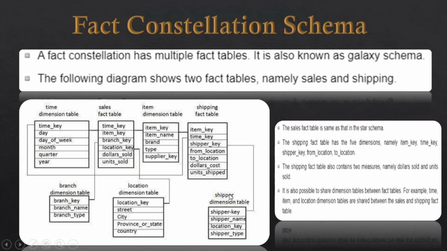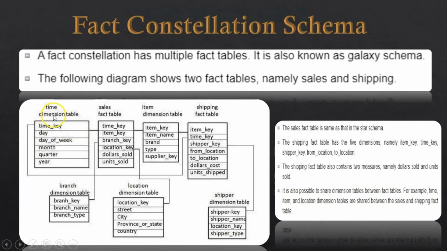The sales fact table is the same as in the star schema. The shipping fact table has the 5 dimensions, namely item key, time key, shipper key, from location and to location. The shipping fact table also contains 2 measures, namely dollars sold and units sold. It is very much possible to share dimensions between fact tables. For example, time, item and location dimension tables are shared between the sales and shipping fact tables. What we are trying to say is that it is also possible to share the dimension tables between fact tables.